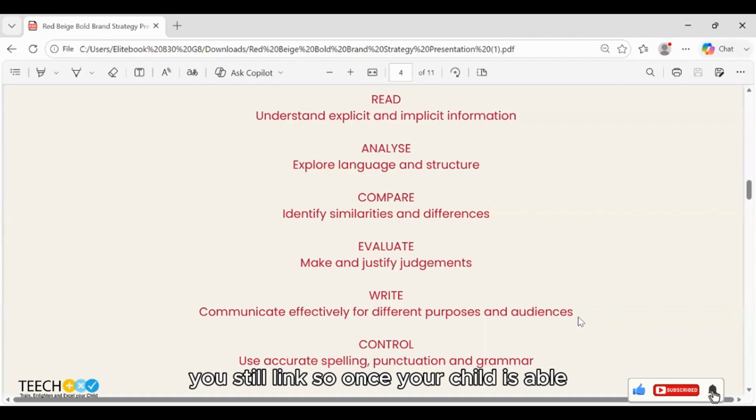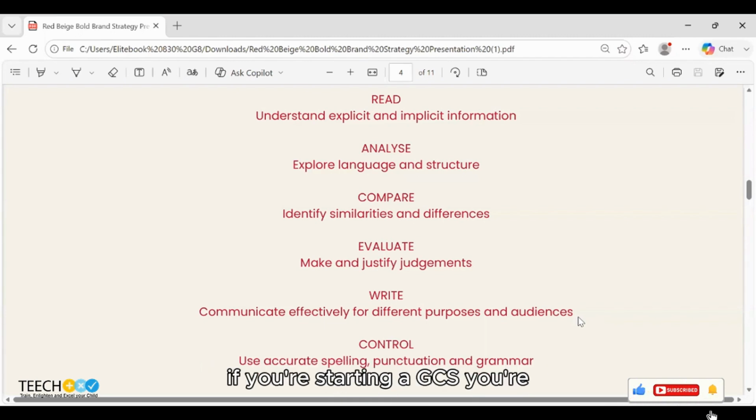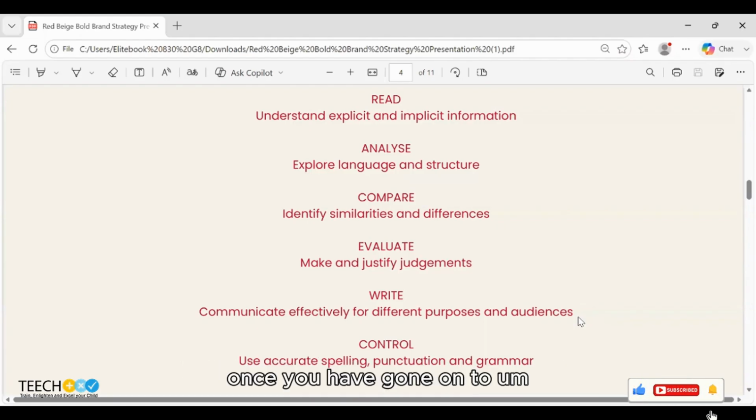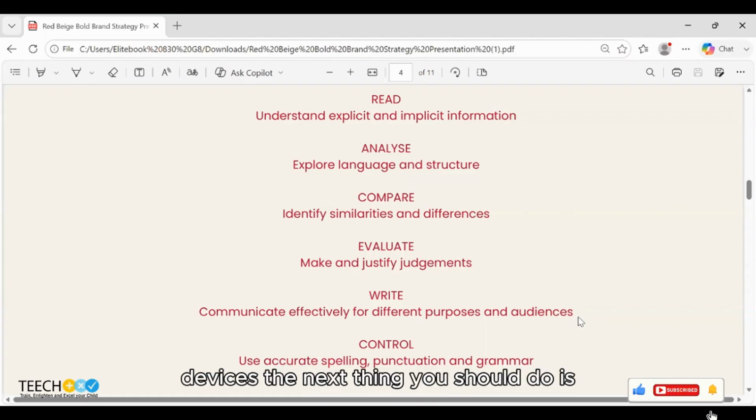So usually I would even say, if you're prepping a student for GCSE, once you have found out that they understand language and structure devices, the next thing you should do is teach them how to write PEEL paragraphs, right? In my opinion, though. So I think that's that.